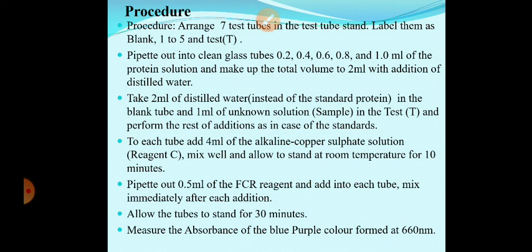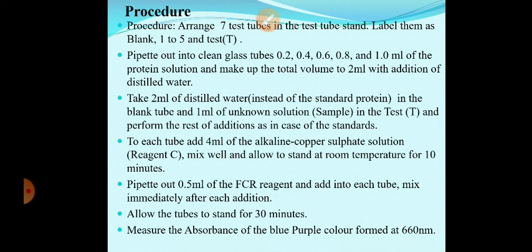In the first test tube, which is labeled as blank, you don't have to take any protein. In the blank tube protein is absent. So what will you take in the blank tube? Only 2 ml of distilled water. No protein. So in the blank, 2 ml distilled water. In test tubes number 1 to 5 you will go on increasing the protein: 0.2 ml, 0.4, 0.6, 0.8, 1 ml protein. And in all the 5 tubes you will make up the volume to 2 ml by adding distilled water.